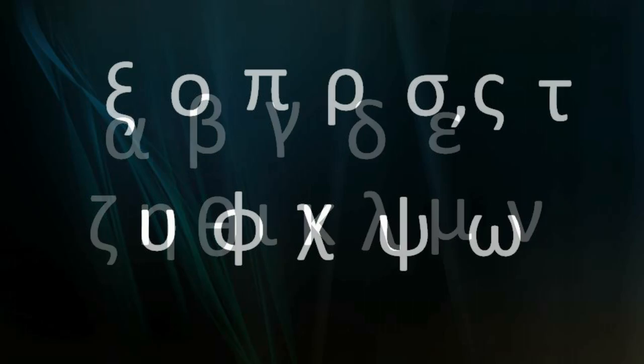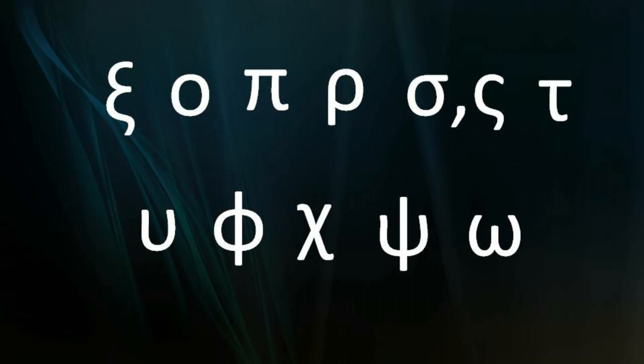And then we go on to the last part of the alphabet. Let's just do the first line. Repeat after me. Xi Omicron P Rho Sigma Tau. Let's do it again. Xi Omicron P Rho Sigma Tau.